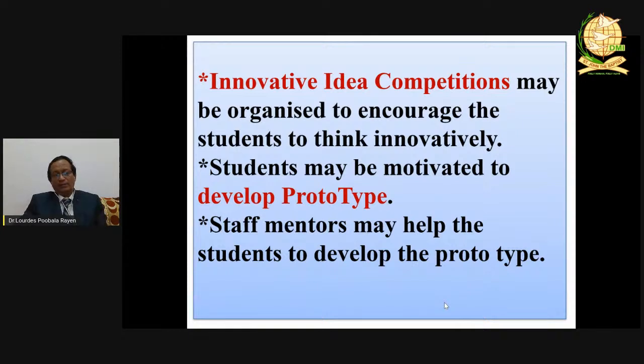Or you may write an article about the innovative ideas in the daily newspaper. Or you may put up a poster in the college entrance so that everyone can see the innovative idea of the particular student.